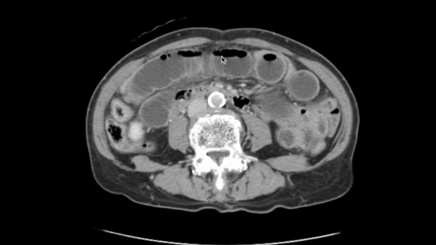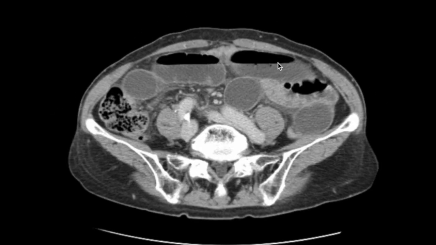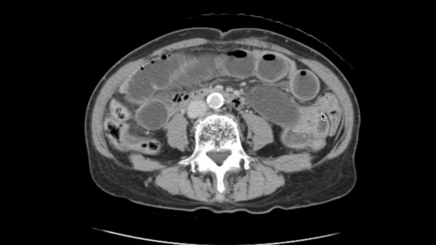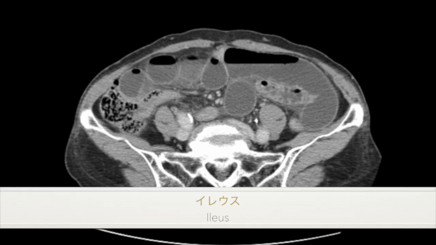You'll also notice some areas that look pitch black, and on CT, something that looks black is air. Because we're inside the intestines, air means bowel gas. When the small intestine becomes markedly dilated over a wide region like this, and intestinal fluid or gas collects inside, that is ileus. This time, let's look at images of this ileus.